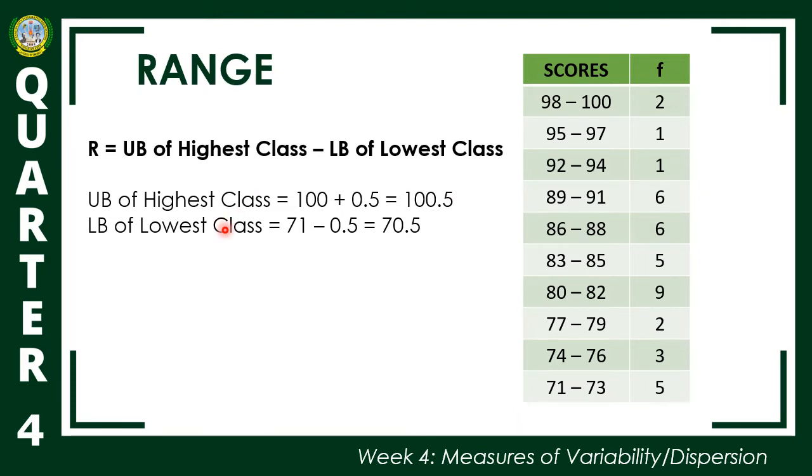So, let's substitute in the formula. R or range equals 100.5 minus 70.5. Okay? So, the difference is 30. That means the range of our group data here is 30.